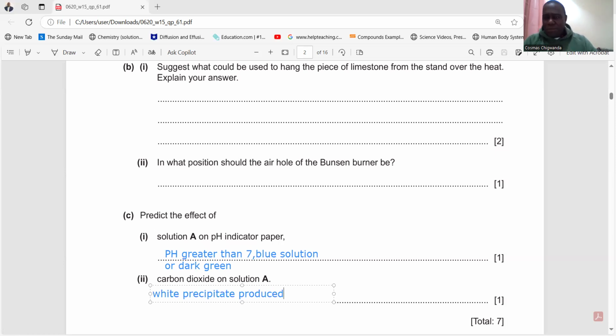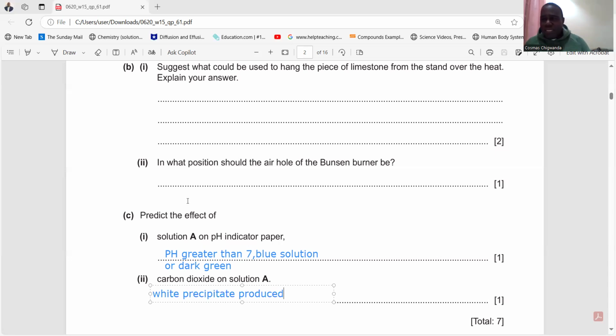Precipitate, white precipitate produced. You can say cloudy solution also being formed. That is our answer there. Milky white precipitate, cloudy solution being produced. That would be your answer. So paper 6, like I always say, short answer with the right terminology, you'll be in a position to score very high. And then when you do that, you have your 7 marks. This was question number 1.